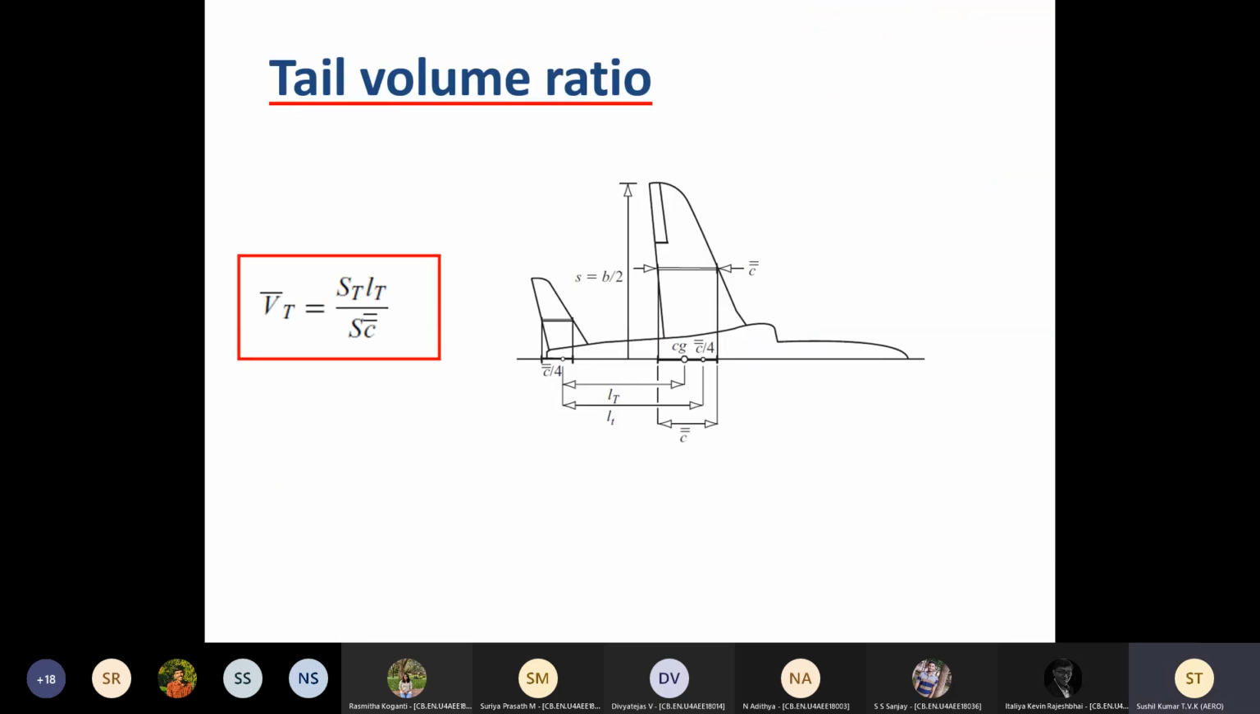Tail volume ratio is something you are quite familiar with. Here you see it's the mean aerodynamic chord, C double bar, and LT is again the distance from the CG to the quarter chord of the tail plane. So this distance. And S is the wing area.